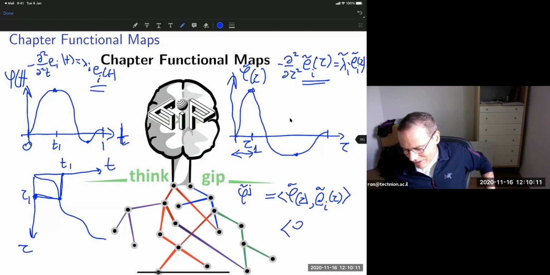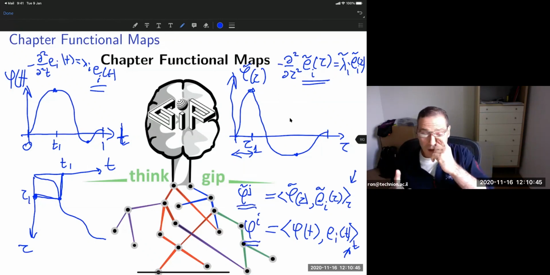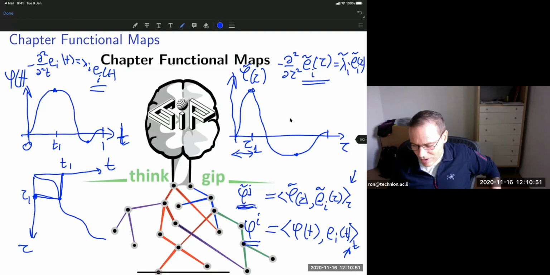And let's do similarly for psi of t that I'm projecting onto e_i of t. Okay, so here the projection is with respect to tau, and here the projection is with respect to t. The integration here is done with respect to tau, integration here is done with respect to t. And I'm getting other coefficients, let's call them psi i, okay? And the question then, is there any relation between these two sets of coefficients? And what is even more important, and this is not a trivial assumption or a trivial conclusion, is whether the relation between these coefficients and these coefficients depends on the function.